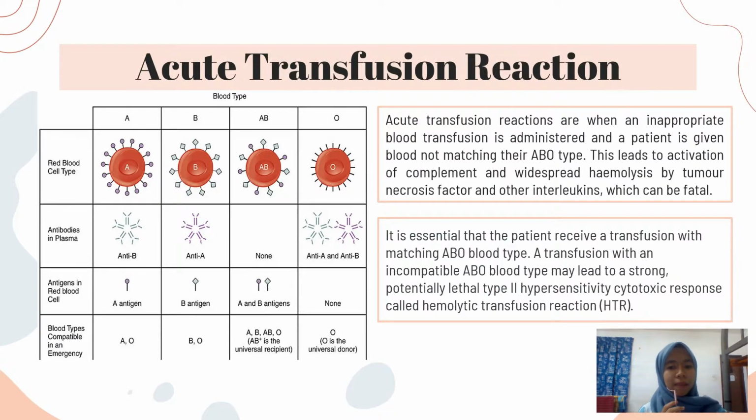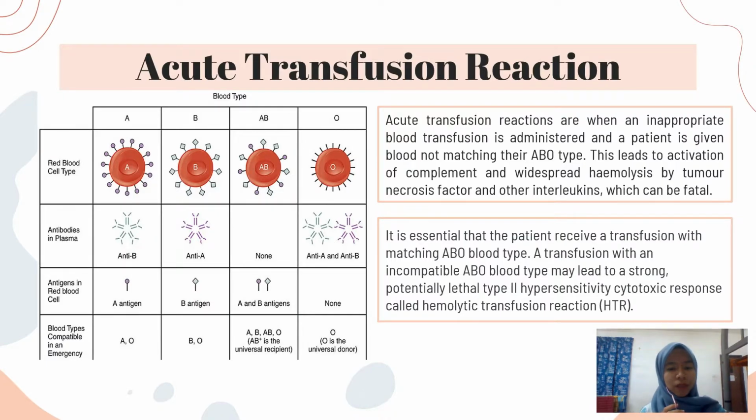A person with type B blood has B antigens on the surface of their RBCs and will produce anti-A antibodies to environmental antigens that are similar to the carbohydrate component of A antigens. People with blood type O lack both A and B antigens on their RBCs and therefore produce both anti-A and anti-B antibodies. Conversely, people with AB blood type have both A and B antigens on their RBCs and therefore lack anti-A and anti-B antibodies. It is essential that the patient receive a transfusion with matching ABO blood type.